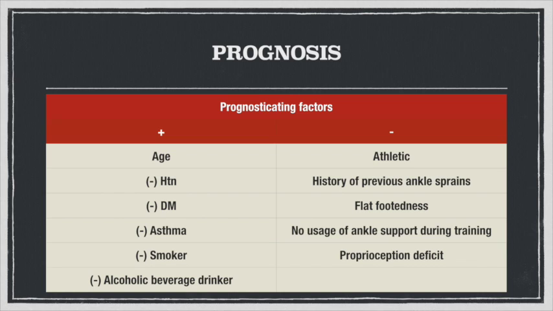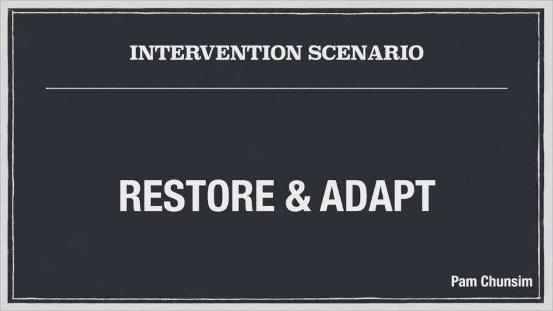recurrence. Other negative factors found were the patient's report of no usage of ankle support during training and his impaired proprioception, which could lead to further instability of the ankle. The chosen intervention scenario for the patient was restore and adapt. Restore because all of the patient's impairments are manageable with PT interventions, and adapt because the patient will need to modify some activities like using taping techniques and ankle support while training to prevent further injury and provide stability to the ankle while treatment is ongoing.